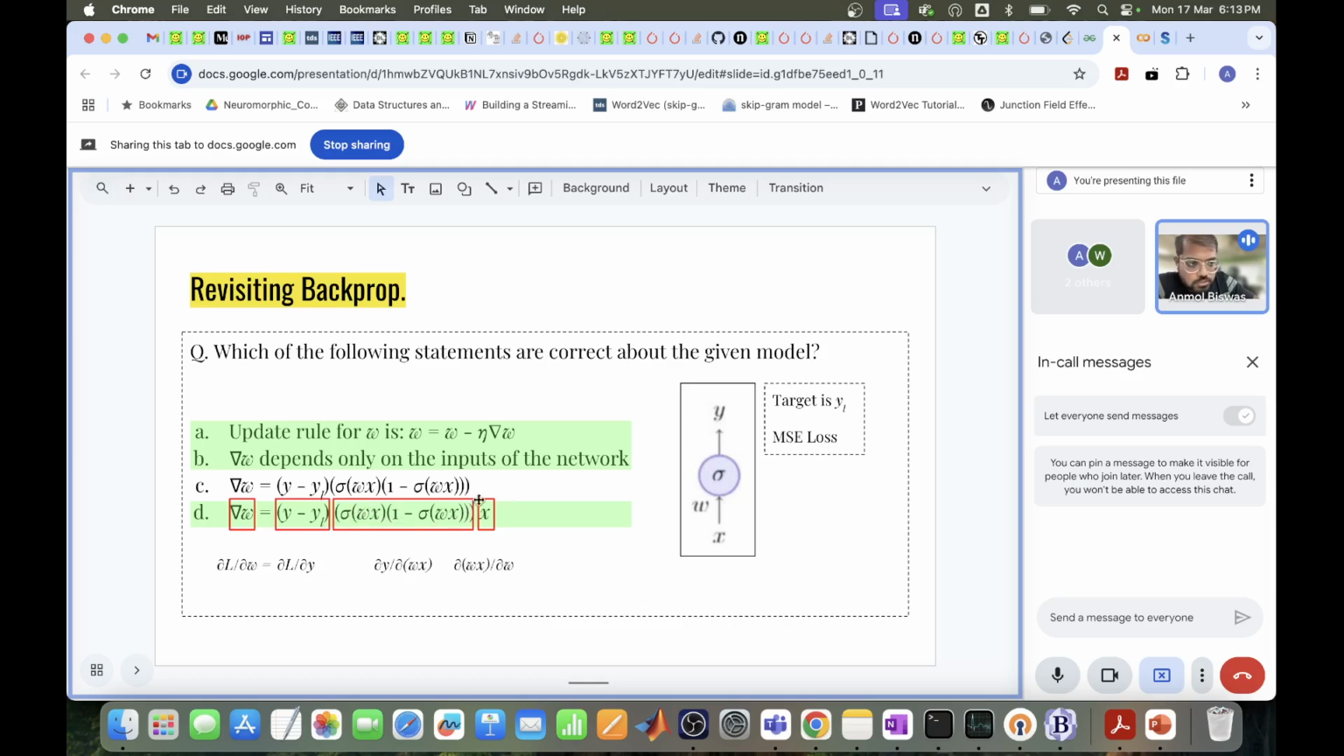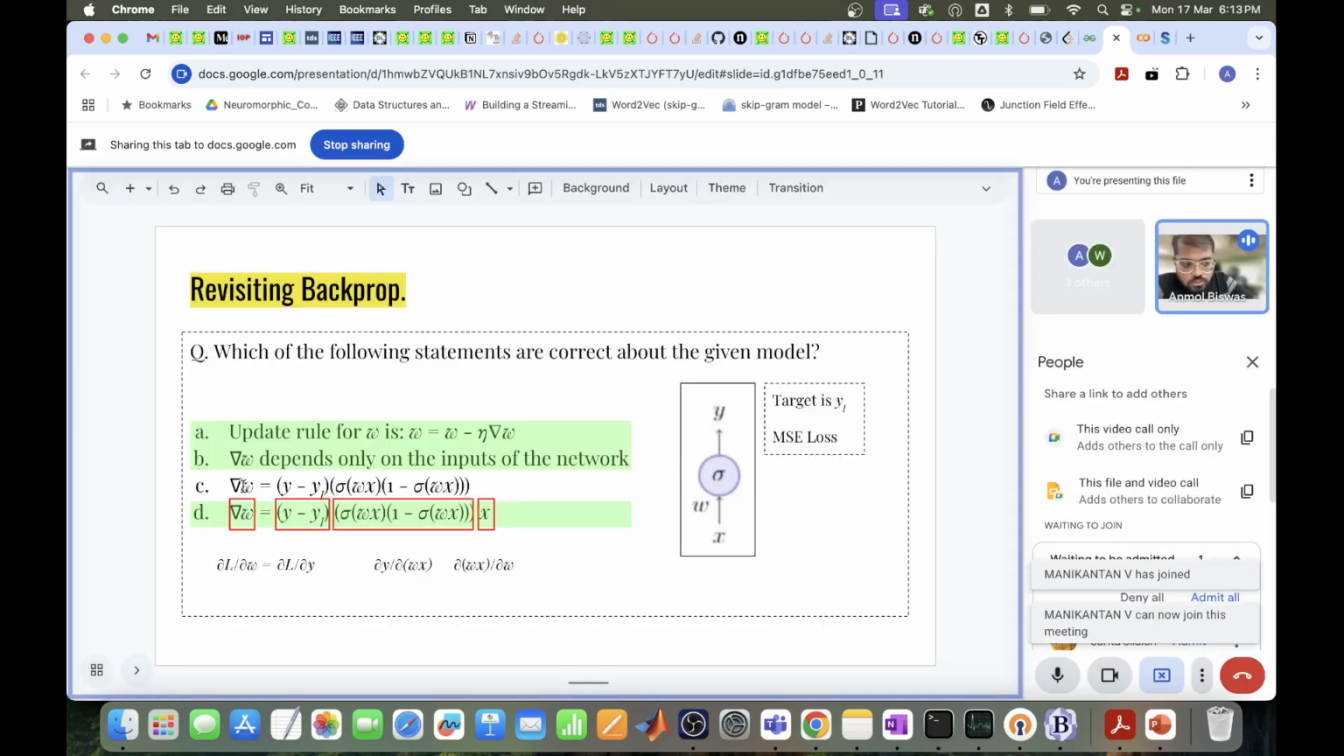Finally, the last term is x, which is the gradient of wx with respect to w. Remember that we are trying to compute the gradient of the loss with respect to the weight. So the final term is the gradient of the pre-activation with respect to the weight. This is how you stitch together all of the partial derivatives to get the gradient of the loss with respect to any weight or any parameter. It could be a weight, a bias, or any other learnable parameter in the network. The way you get this gradient is by using the chain rule.